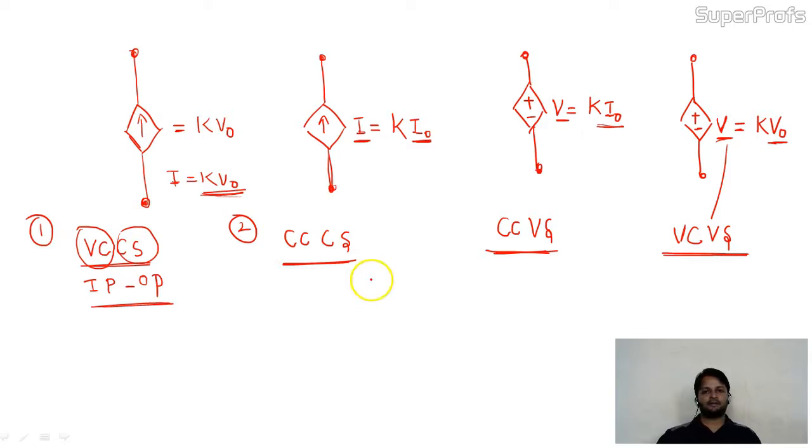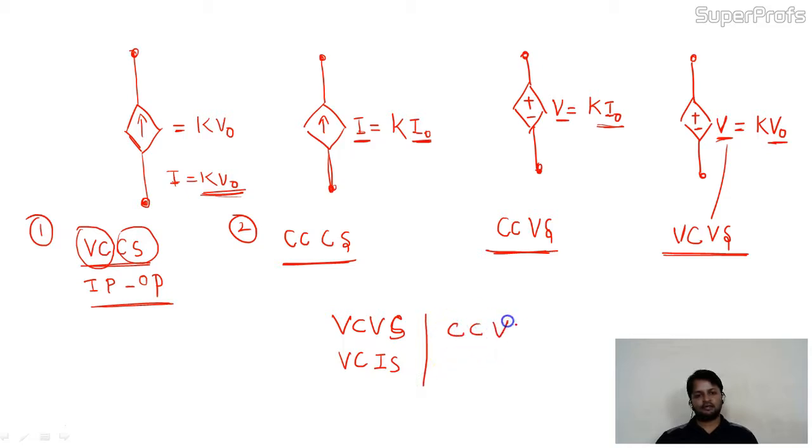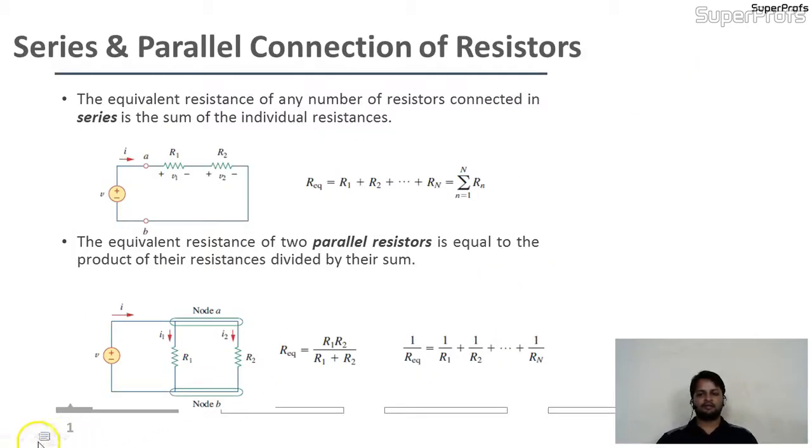So these are the types of dependent sources, 4 types: voltage control voltage source, voltage control current source, current control voltage source, current control current source. This is the current source. Okay, I'm having 4 types of dependent source. Is it clear to you people? Good.